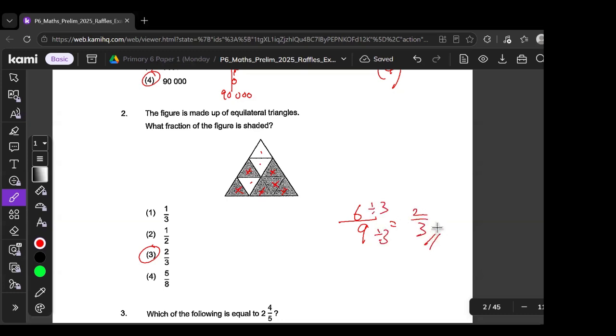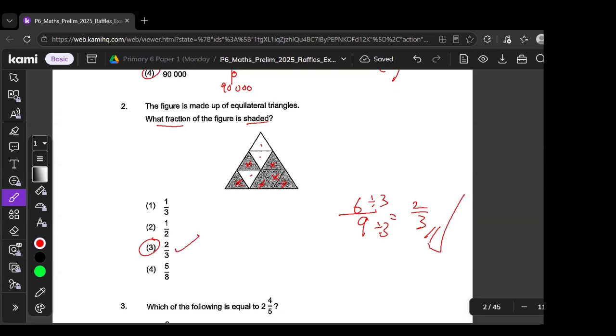Every time you get a fraction, always automatically simplify. The question never asks you to put it in simplest form, right? So you automatically get your simplest form, and then you will get your answer ready.